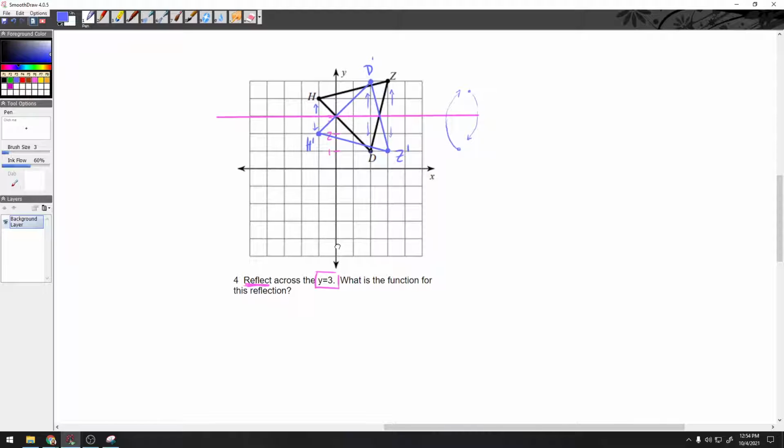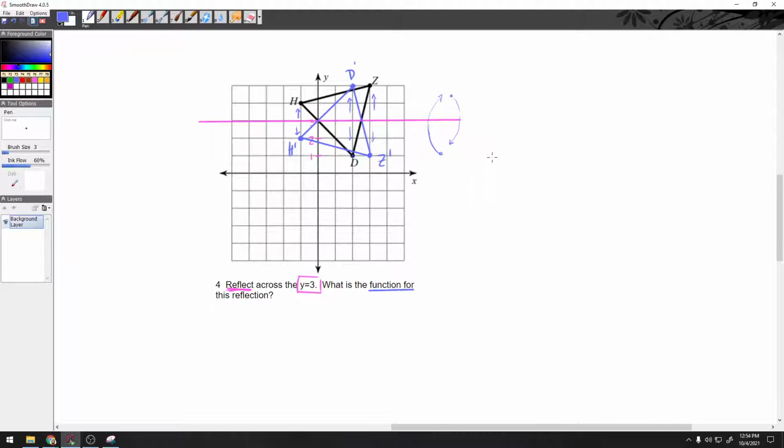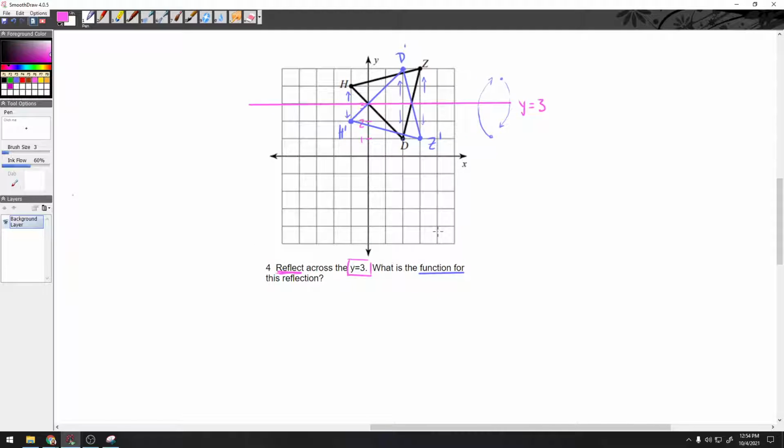Now, if we want to actually come up with the function for this reflection, we need to use some math. Now remember, this is where y equals 3, and I know that I'm going to get a reflection when I make one of my terms the inverse, in other words, negative. So this is going to be x comma, and if I had something on my y here, I want to flip it, so I would have to have a negative y.